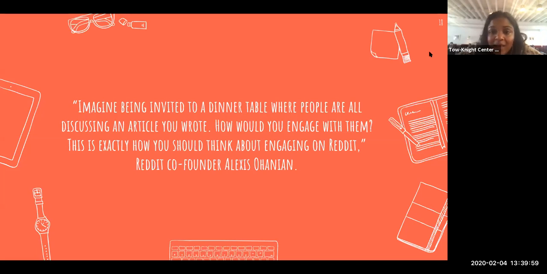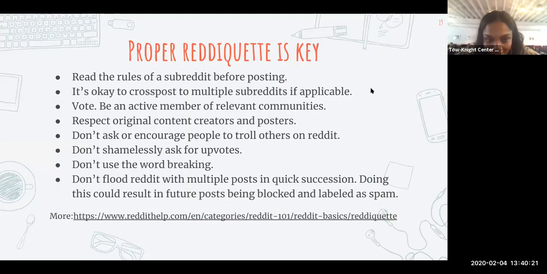And it is also kind of like being at a dinner table. How would you engage with them? You would never go to a dinner table without knowing your etiquette rules. If you're going to a fancy dinner, maybe you'll look up which fork is for what. Maybe you'll go back to that old scene with Hector Elizondo in Pretty Woman. And Reddit is going to be key here as well, which brings me to what is proper Reddit.